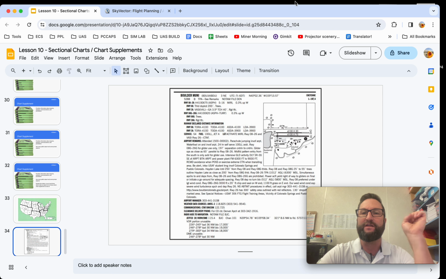This is kind of a fun lesson. You get to learn how to decode some of this stuff, and you'll start to really feel like you're starting to tie all this together. Charts and chart supplements help do that.